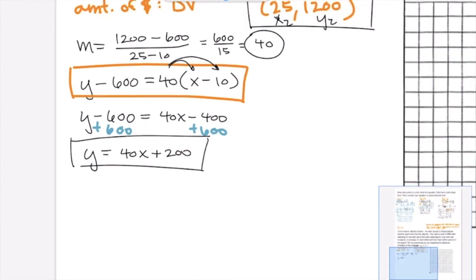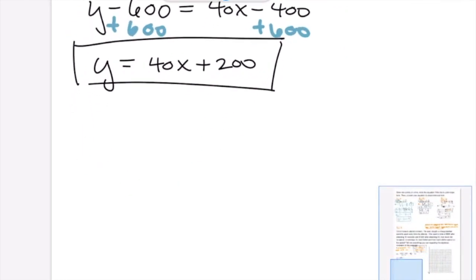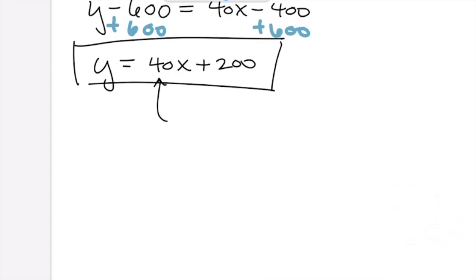Now, why is this helpful? Remember how you can connect slope and intercepts with practical scenarios. So remember, the slope is our rate, it's a per. And I want you to think about this. The thing that he's having to pay for over and over and over is the concert tickets, right? So what that 40 tells us, the over and over and over number, is our slope. And in this case, it is the cost on average per ticket.